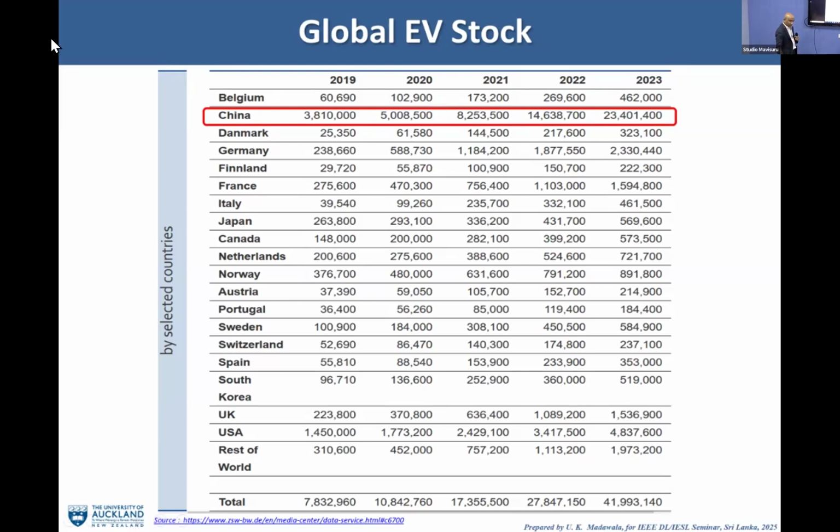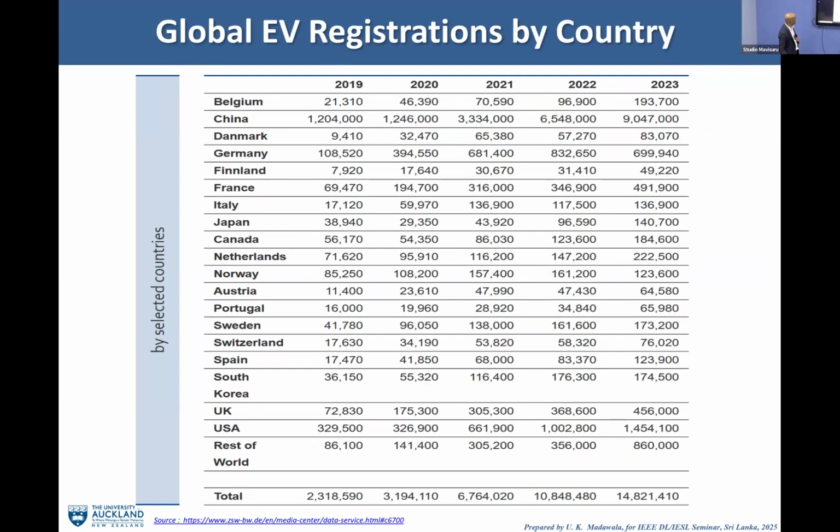Now, the second one is of course the US. There you can see 3.4 million to 4.8 million, just about 1 million. And if you look at the cumulative, that is about 27 million to 41 million, about 14 million within 1 year. So this is just the EV stock. And if you look at registration by country, not the stock, again China leads. There you can see 6.5 million to 9 million, about 2.5 million within 1 year.